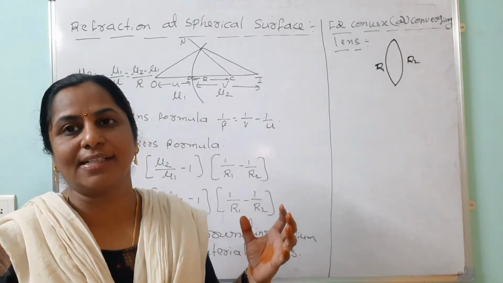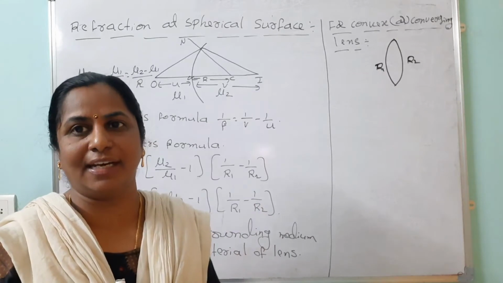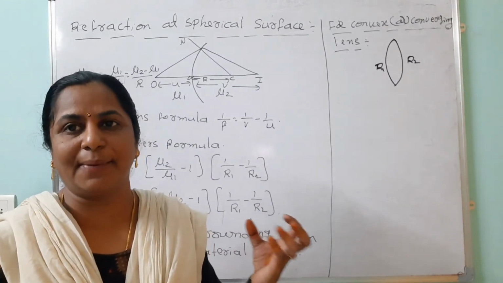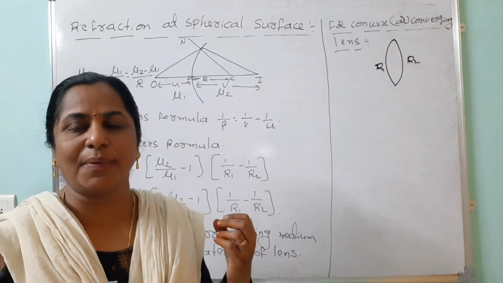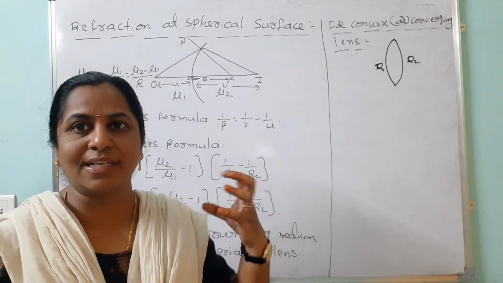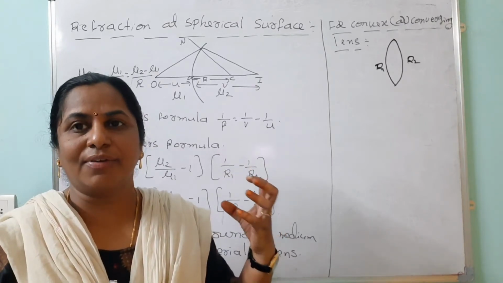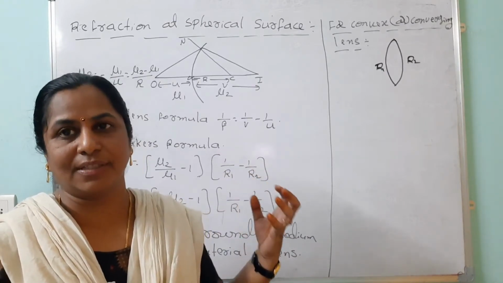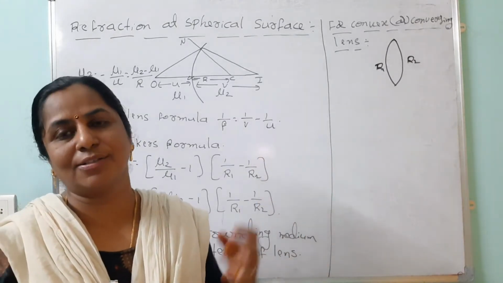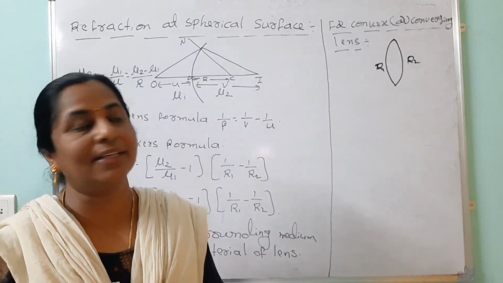Whatever the lenses, these are very useful in our daily life also. Some people suffer from myopia and hypermetropia. What is myopia? Short sight. All the light rays come and are focused in front of the retina. To avoid that, we use concave lenses, and hypermetropia also we can rectify with the help of lenses.